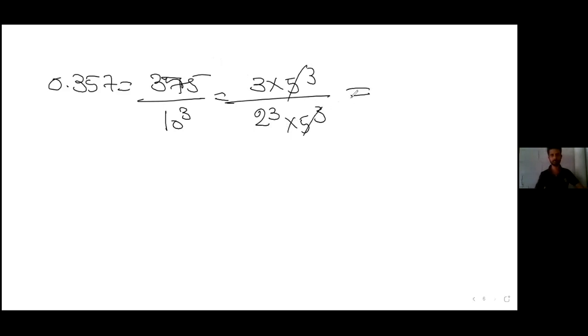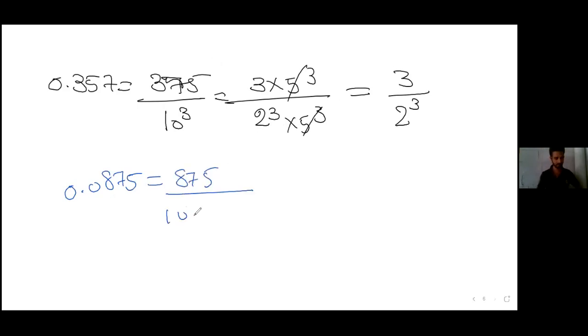And if I just simplify this, I can write 3 divided by 2 cube. Are you guys getting this? Also, if I take one more example like 0.0875, this can be written as 875 divided by 10,000, right? 875 divided by 10 to the power 4.